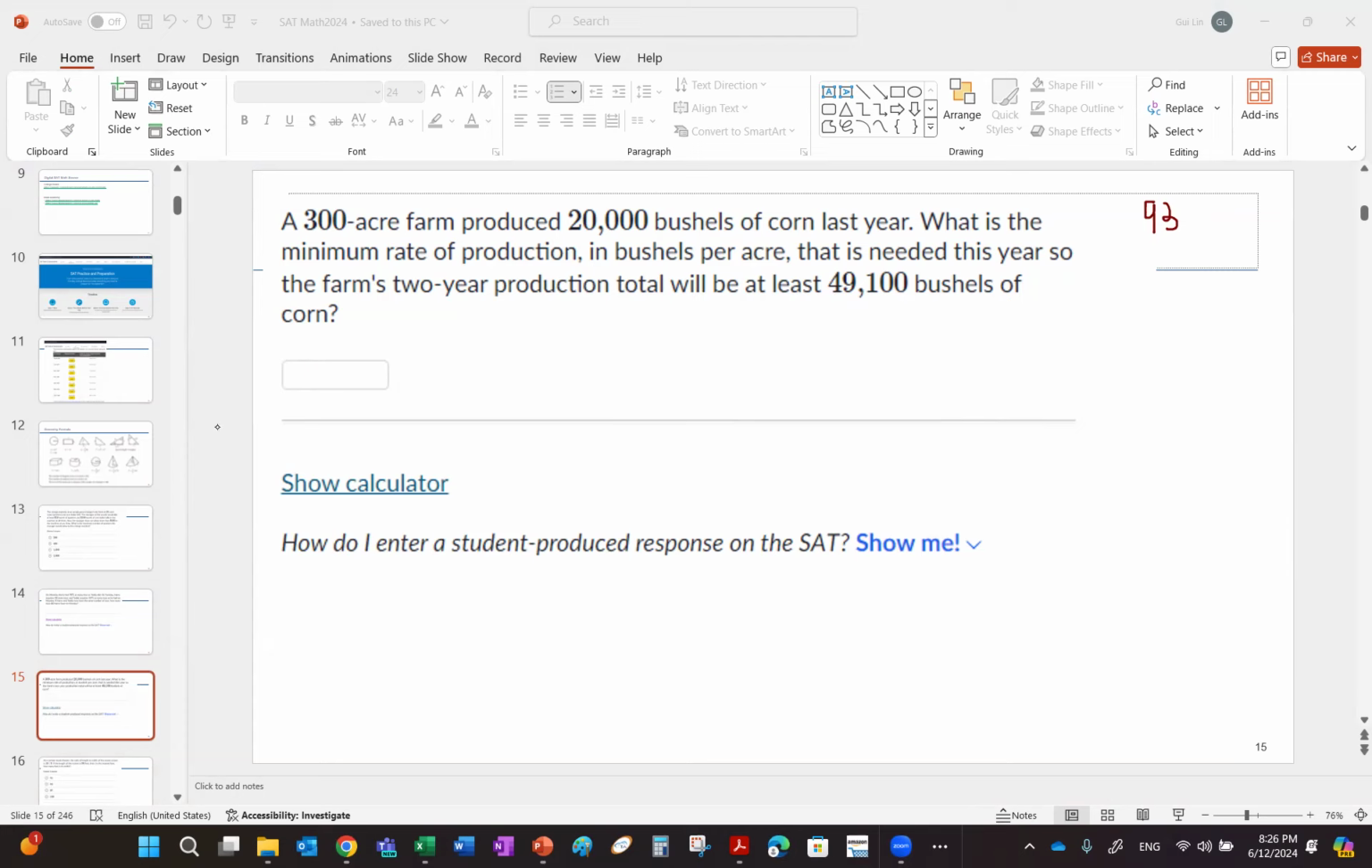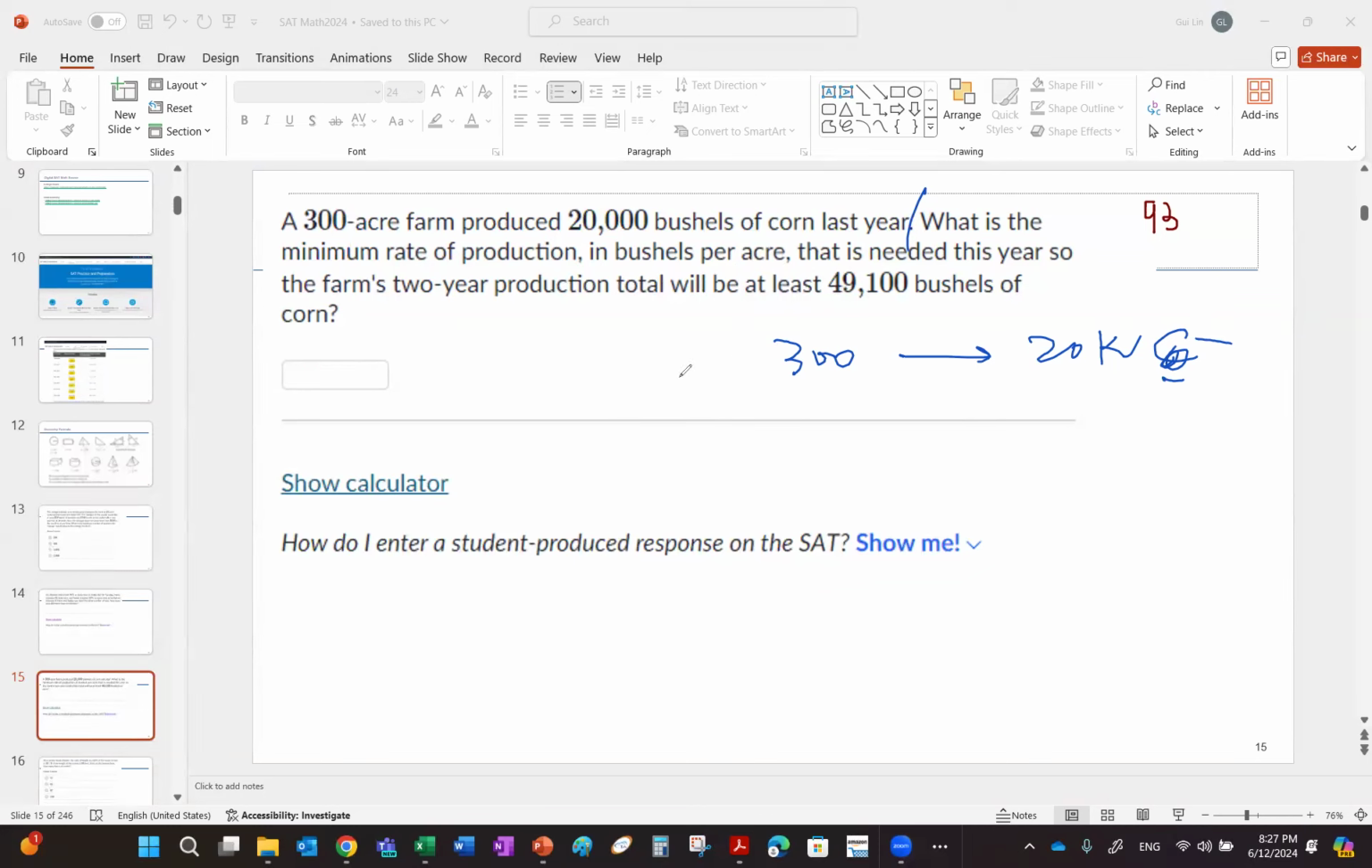Okay. A 300-acre farm produced 20,000 bushels of corn last year. So 300 acres generated 20,000 bushels of corn, right? What's the minimum rate of production? So it already has a question here, in bushels per acre, that is needed this year.